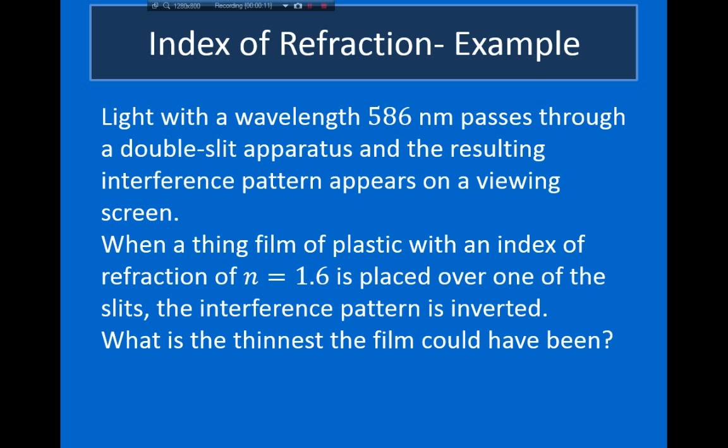So let's take a look at an example. This example says light with a wavelength of 586 nanometers passes through a double-slit apparatus, and the resulting interference pattern appears on a viewing screen. When a thin film of plastic with an index of refraction of 1.6 is placed over one of the slits, the interference pattern is inverted. And the question asks us to determine what the thinnest film that was placed over that slit could have been.